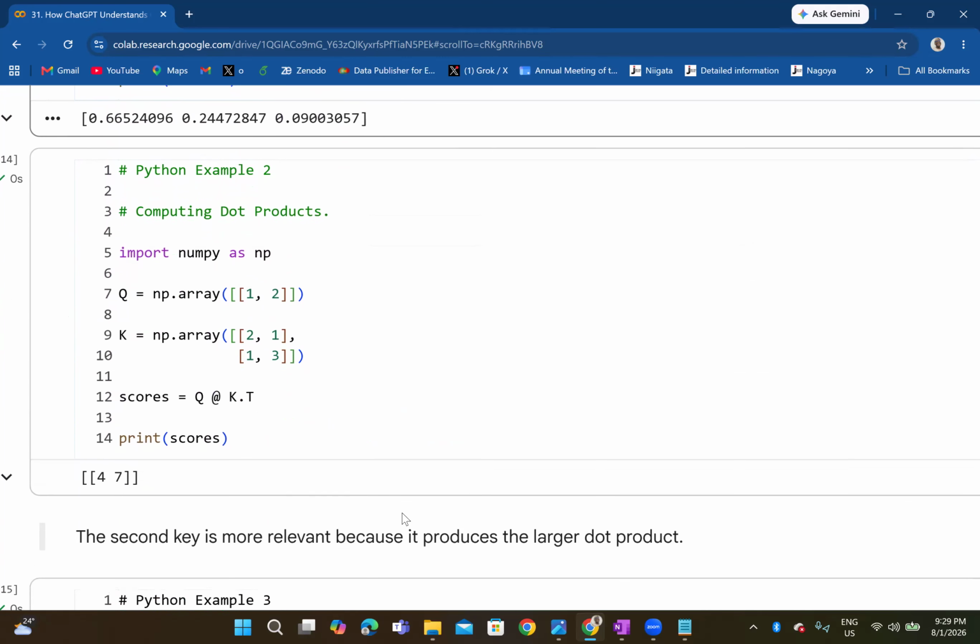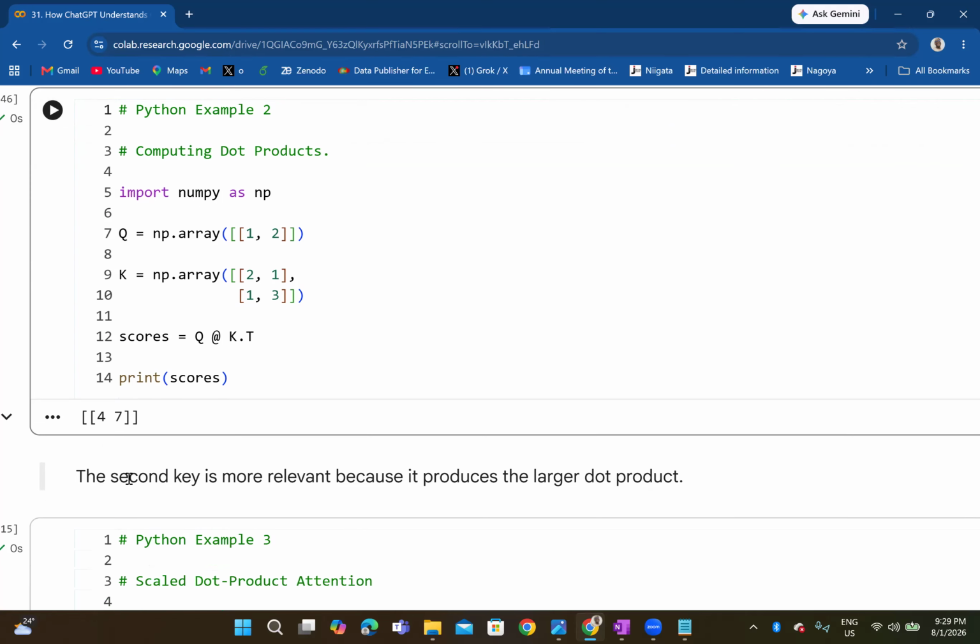Now, to compute dot products, imagine your query is [1, 2] and the keys are [2, 1] and [1, 3]. If you do Q K transpose, the scores will be 4 and 7. So you see the first key is 4, the second key is 7. The second key is more relevant because it produces the larger dot product, so it requires more attention.